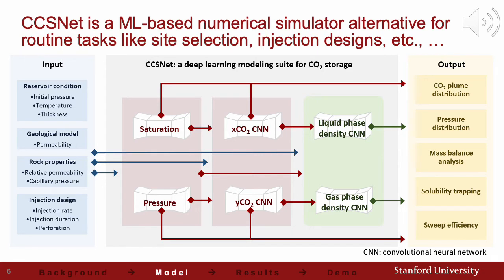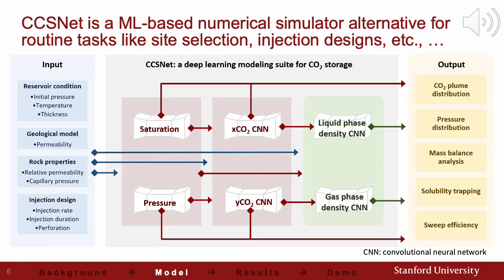To tackle these challenges, we developed the CCSNet. CCSNet is a family of machine learning models to serve as a numerical simulator alternative for cases that can be well represented by a 2D radial model. The 2D radial model is the most common case for CO2 injection into flat saline formations.